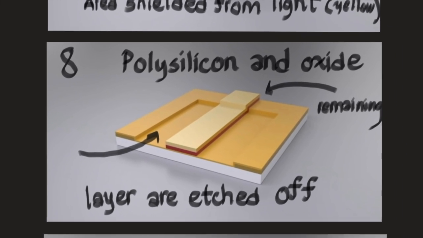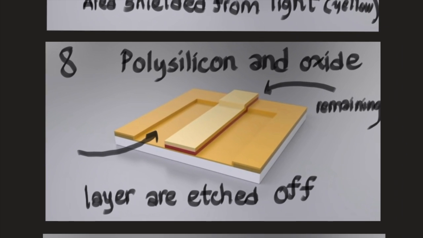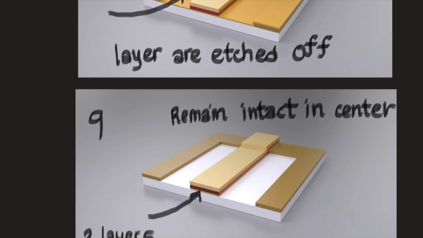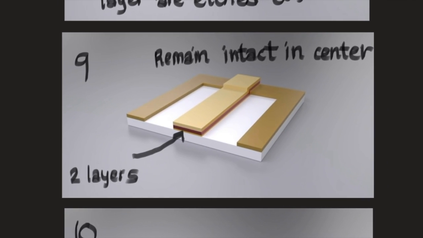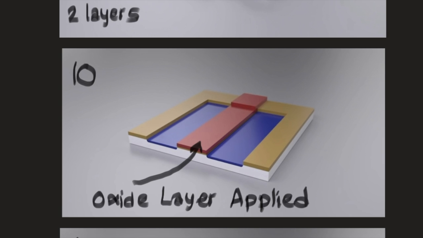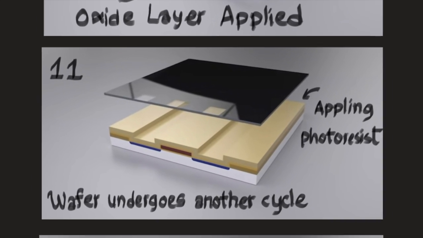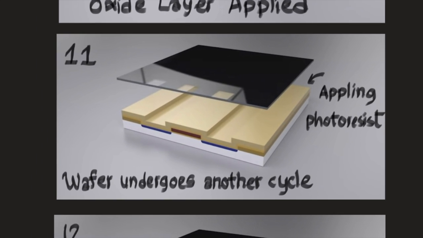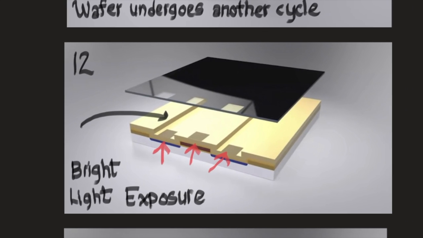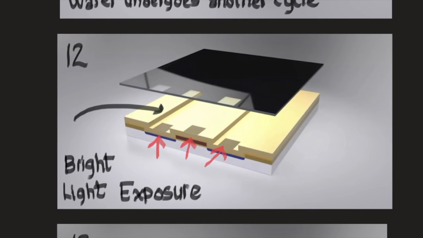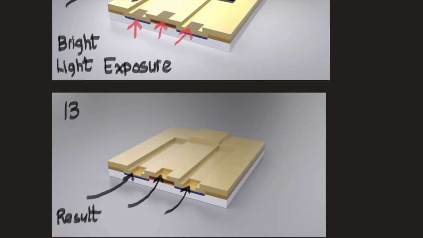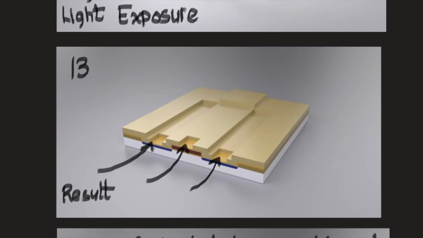Step number 8, polysilicon and oxide remain. The layers are etched off. Step number 9, they remain intact, the center, the 2 layers. Step number 10, oxide layers are applied. Step number 11, the wafer undergoes another cycle of applying photoresist and then applying the light, so bright light exposure. As you can see, the red arrows point to it right here. This is what's going to be etched. And step number 13, the result.